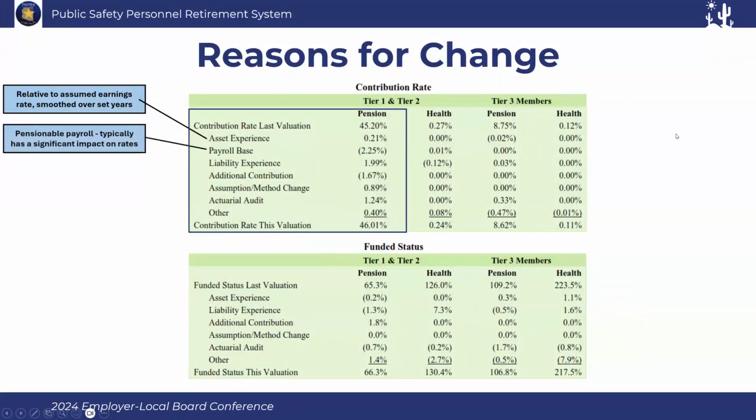The next category is the payroll base. This is what it sounds like. It's the pensionable payroll. It typically has a pretty significant impact on rates if it's greater or lower than expected, because it's the denominator over which the liability is being spread.